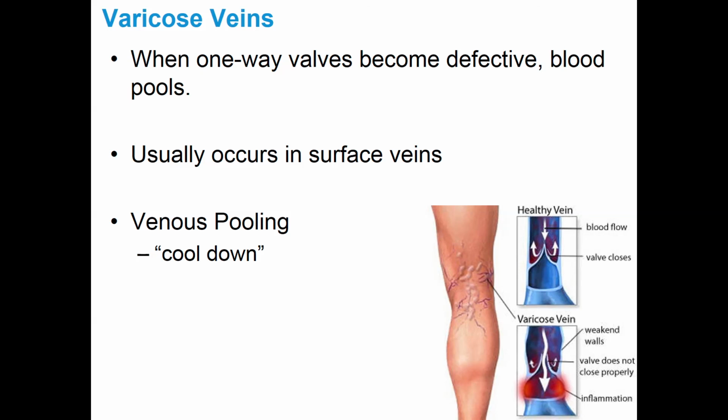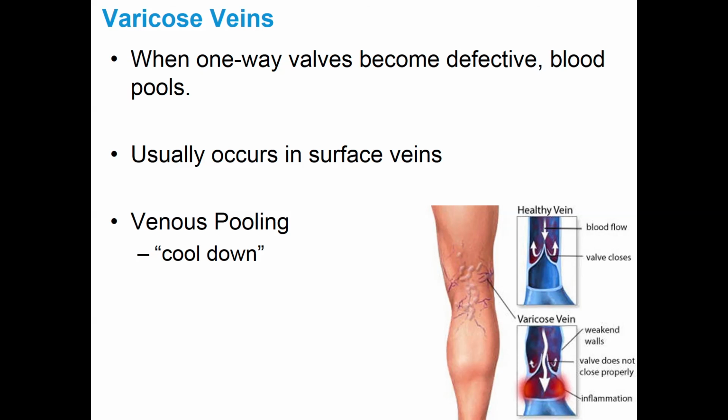Varicose veins typically occur in surface veins, as you can tell from the picture, oftentimes below or right behind the knee. Usually it's in the lower body because of gravity. If you have a job where you have to stand all day, so you work on an assembly line, you're a hairdresser or something to that effect, that gravitational pull tends to be a little bit more pronounced, and so those people that stand all day for their job tend to have more problems with varicose veins.